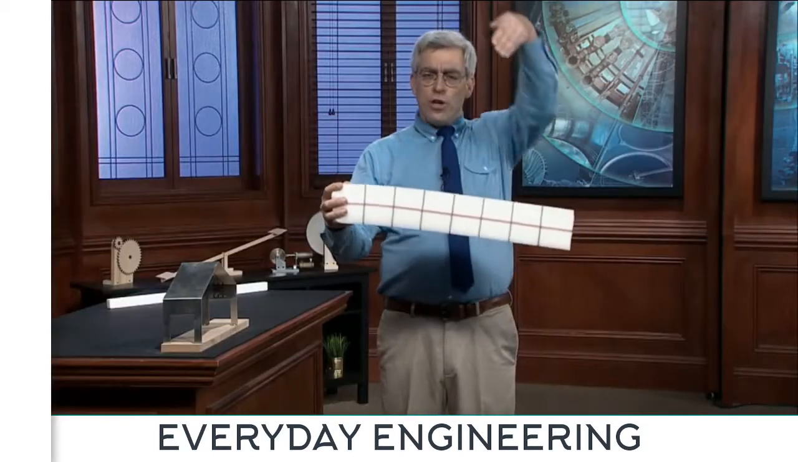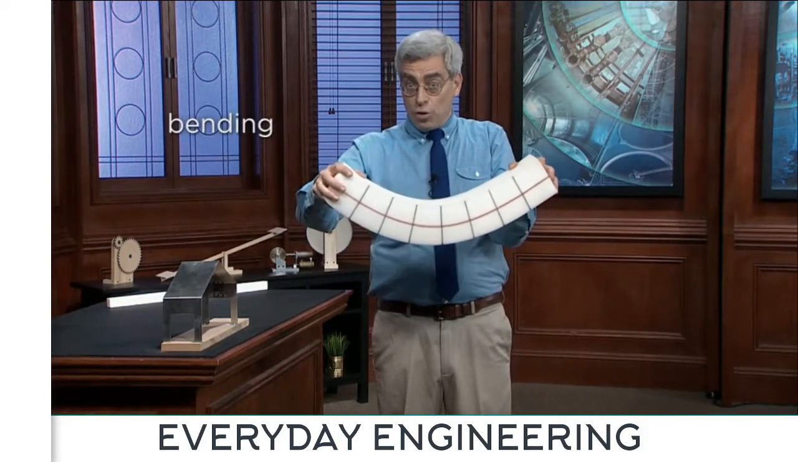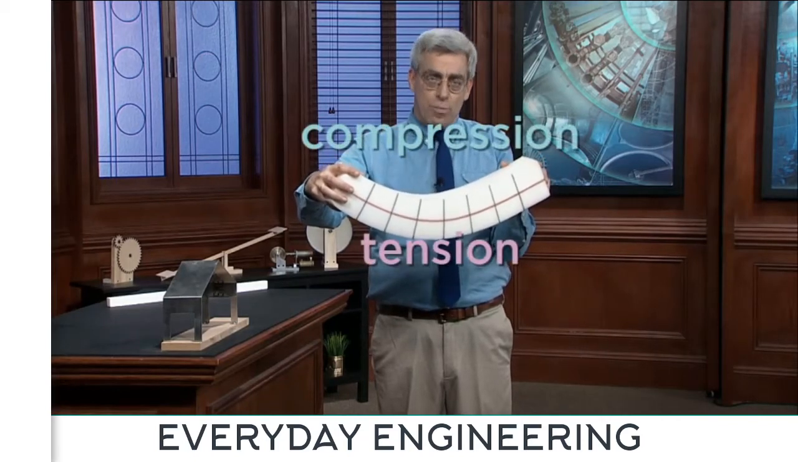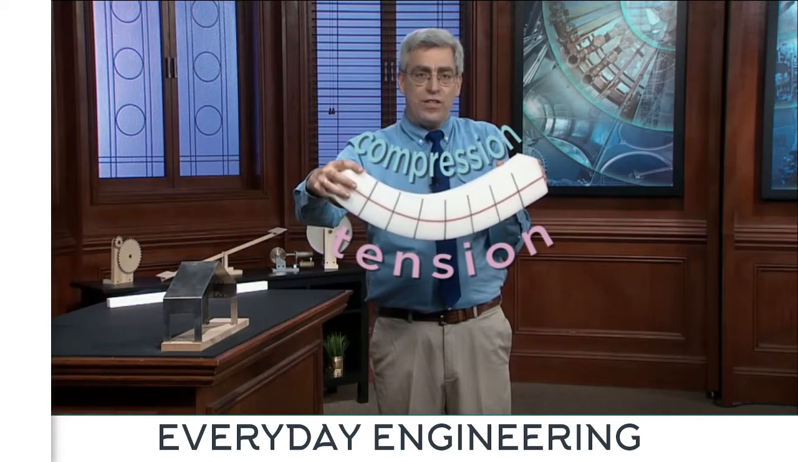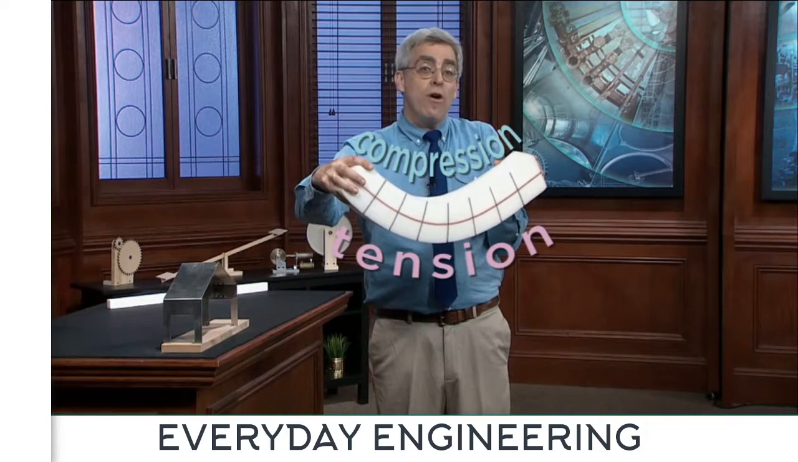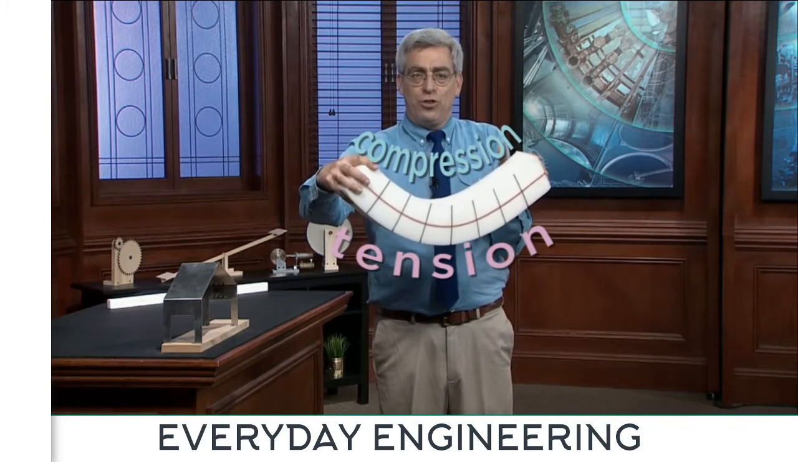If the element is loaded transversely, like this, it bends. And if you look closely, you can see that bending is really just a combination of tension and compression. If the beam bends as it does here with its concave side facing up, the black lines get closer together on top and farther apart at the bottom. Thus, the top of the beam must be in compression and the bottom in tension.